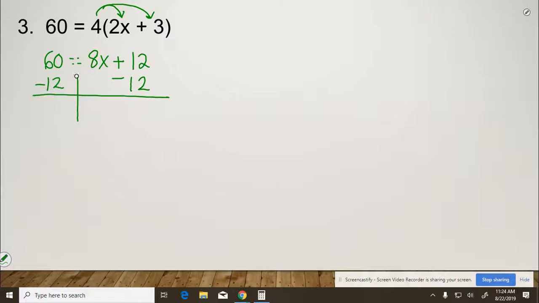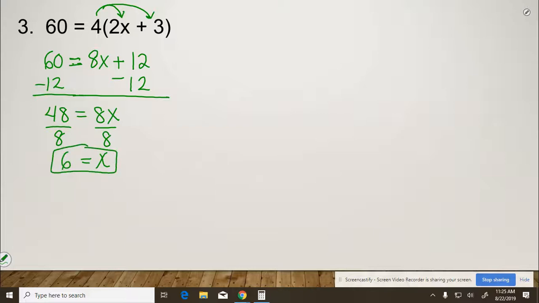resulting in, you can draw the line if you want. I just think it looks messy sometimes, but if it helps you, that's fine. We get 60 minus 12 is 48 equals 8x. Now we have to get rid of the coefficient. Coefficient, again, is the number next to the variable. So 8 is the coefficient. It's being multiplied. So the opposite would be to divide. Dividing 8 on both sides. And 48 divided by 8 is 6.